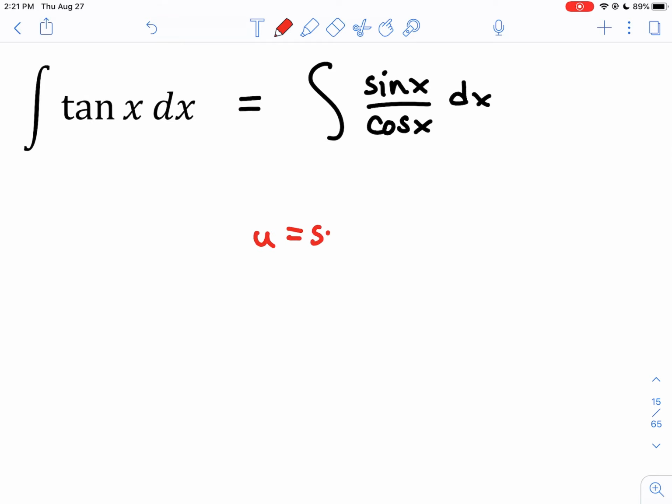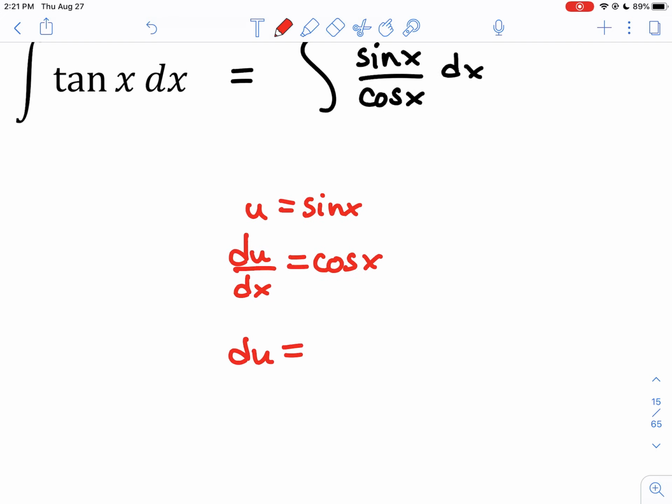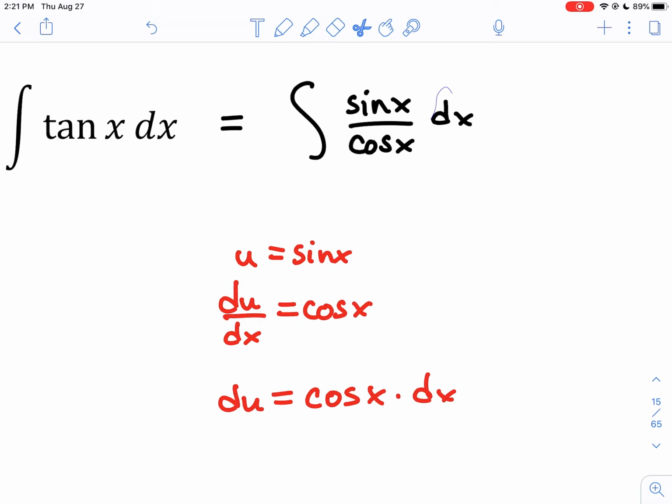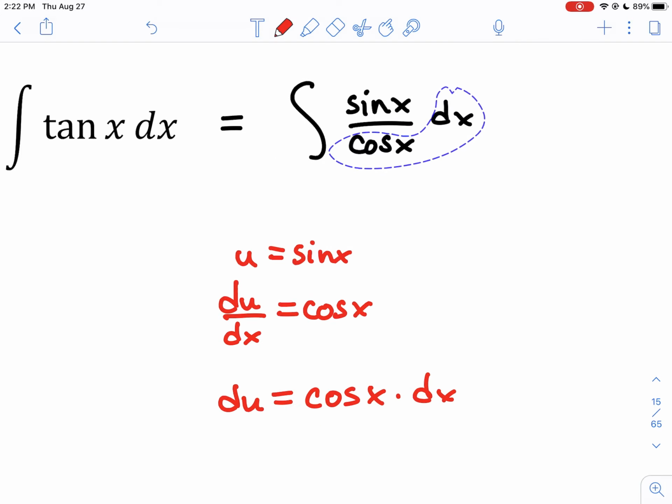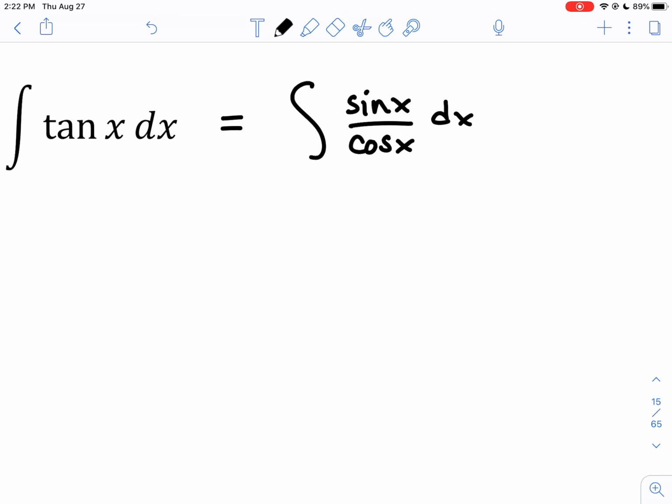I'm going to let u be sine of x because I know the derivative of that, du dx, is cosine of x. And I'm going to solve for du. du is equal to cosine of x times dx. But when I come up to here, and if I were to try to pull that cosine of x over to the side, it's going to be under a 1. So this is really a 1 over cosine of x times dx, not a cosine of x times dx. So I'm not able to construct the du like I would want, which suggests to us that maybe this substitution isn't helpful. I'm going to let this be u down here instead.